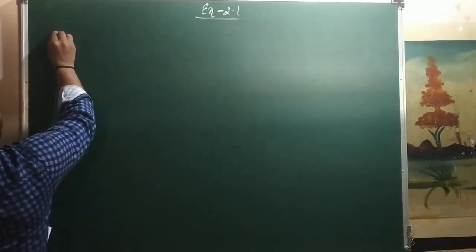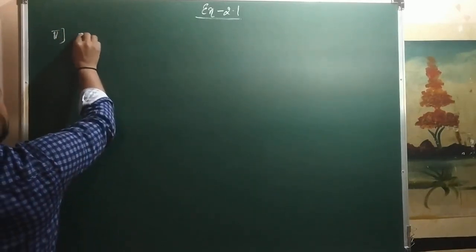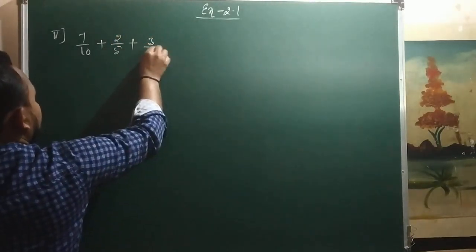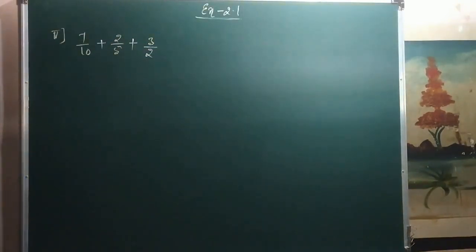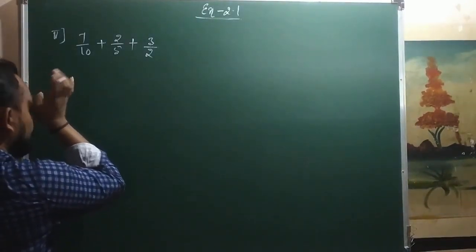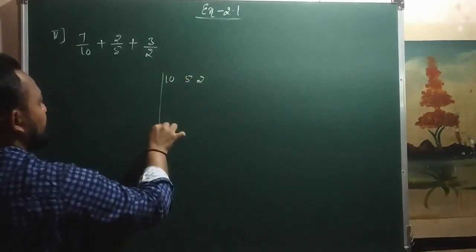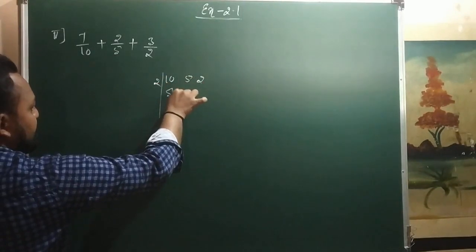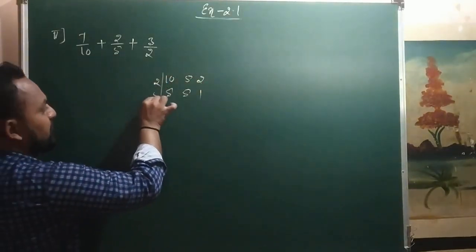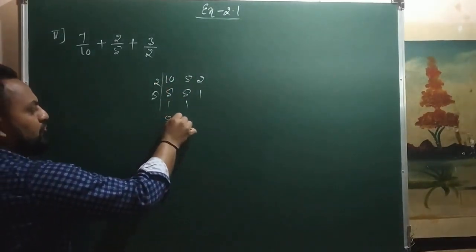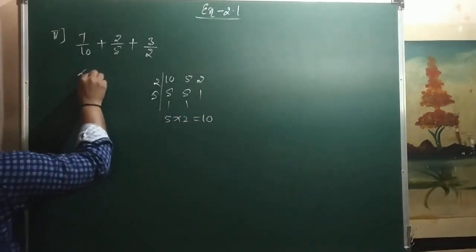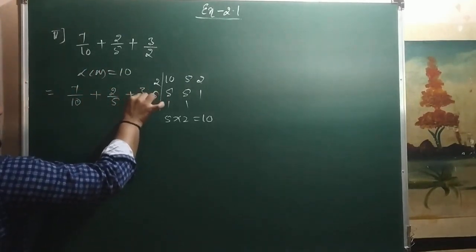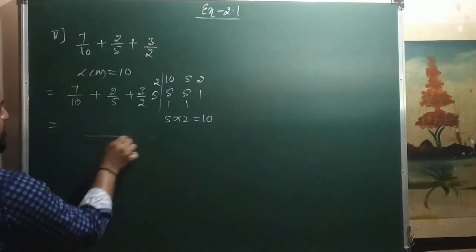Then the fifth one: 7 by 10 plus 2 by 5 plus 3 by 2. First take the LCM of the denominators 10, 5 and 2. Dividing by 2, then 5, the LCM is 5 into 2, which is 10. Here the LCM is 10.